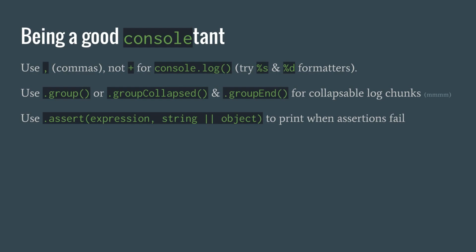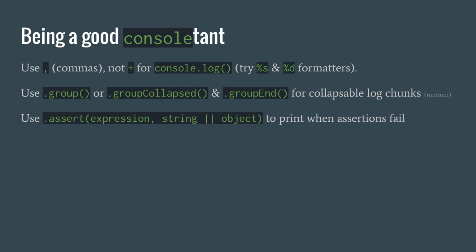There's a thing called assert. If you're writing unit tests, you might be familiar with the term assert. Assert is just something where you say, I'm asserting this to be true, and when it fails, it's going to print whatever string or object you pass it. So this takes two arguments. It takes the expression, which is any expression in the context of that application. It's just like an if test.